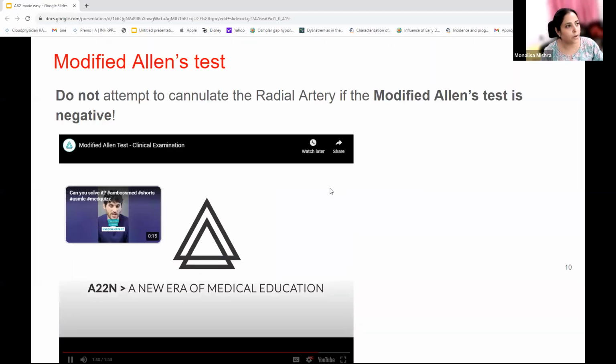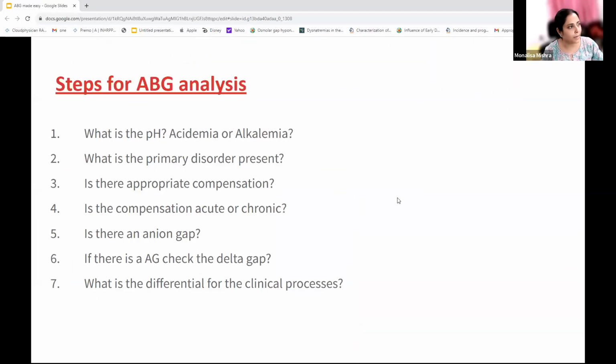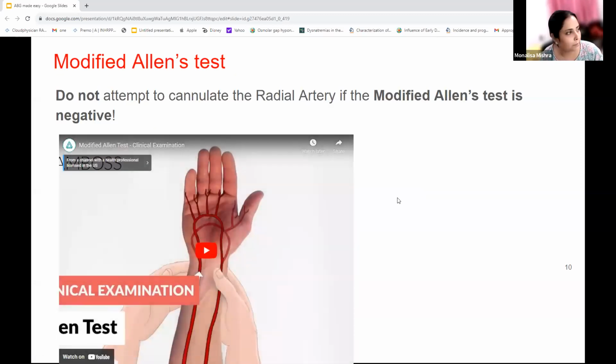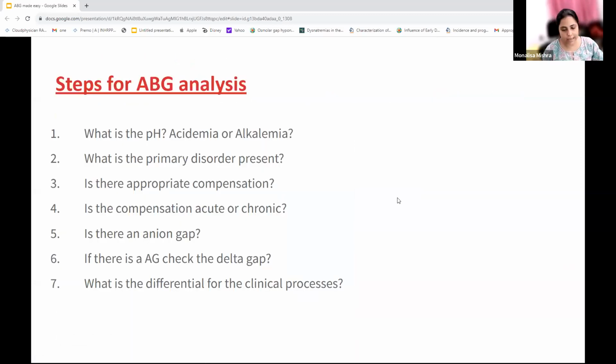So once you have made sure that both the radial and the ulnar artery are patent, then you can go ahead with your ABG sampling. Now, what are the steps in ABG analysis? We'll move to the next part of the presentation.